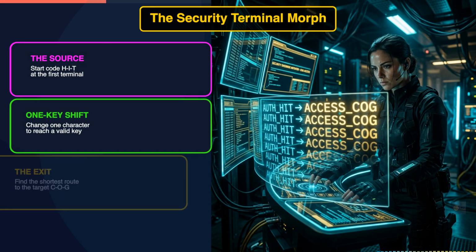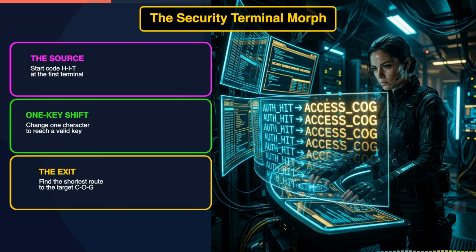Think of it like a security terminal morph. Imagine you are a secret agent trying to bypass a series of encrypted terminals. You start with the code HIT, and your target is COG. To move from one terminal to the next, you can only change one character at a time. But here is the catch: the new code must be a valid key in the security database. To find the absolute fastest route out, you do not just wander aimlessly. You explore every possible one-letter change level by level, like a wave spreading out, until you hit the target terminal. This systematic search guarantees you find the shortest escape path.